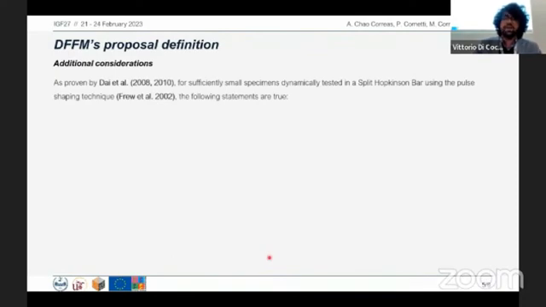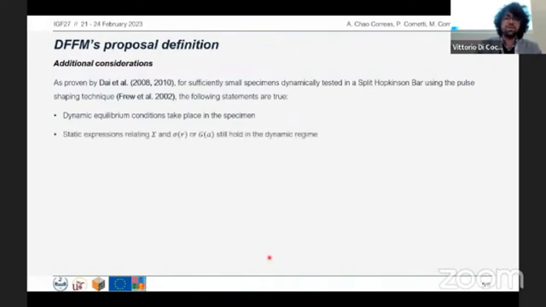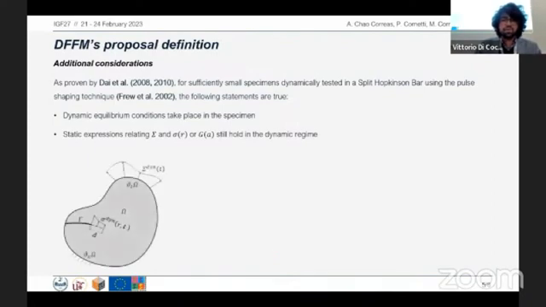It might seem a bit artificial, but it is known from some experiments that when you are using the pulsating technique with the split Hopkinson bar, the following happens. We have dynamic equilibrium conditions, and the static expressions relating the loading and the stress and the energy release rate still hold for the dynamic regime.